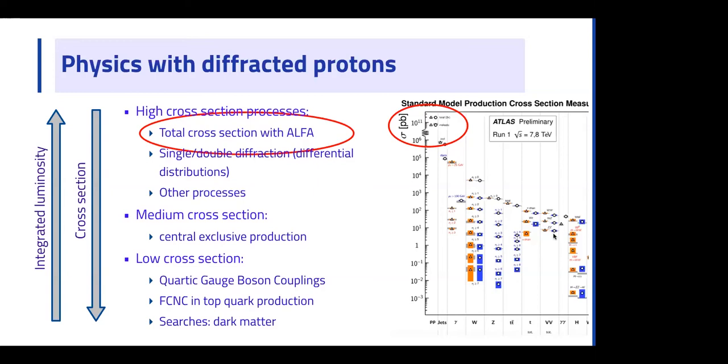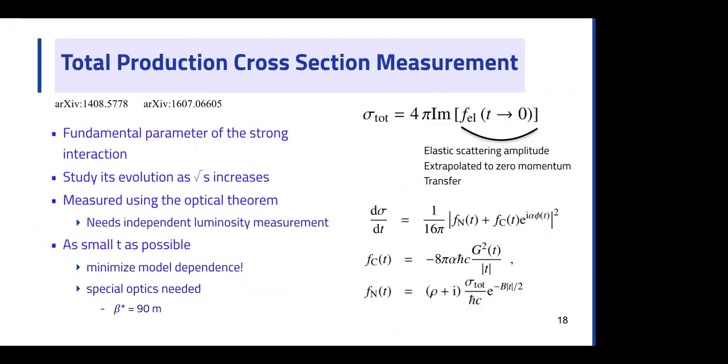If we see, where is the Higgs? The Higgs, I think, is here. Okay, this is the Higgs production cross-section, so we are really a few orders of magnitude above that. So in ALFA, we can measure the total cross-section through the elastic cross-section, and we use the optical theorem to do that.